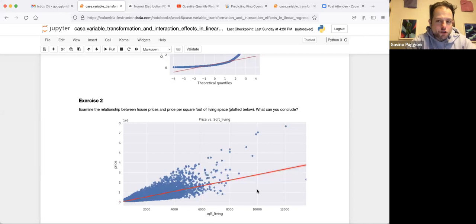So if we were trying to predict the price just based on the square feet of living space, we would do a good job. Sandra, more square feet, living space, more variability. Absolutely.